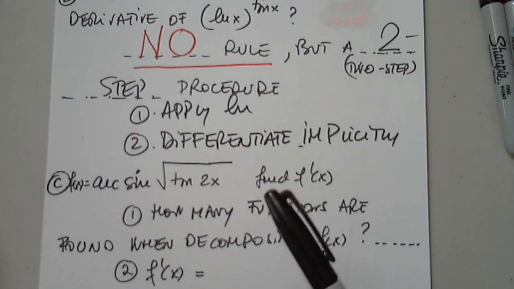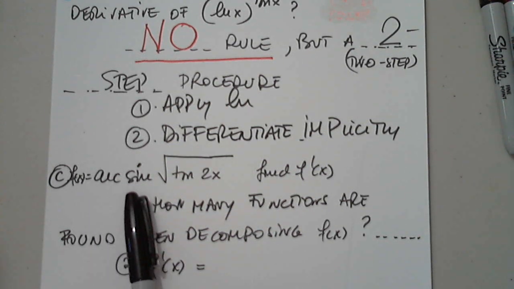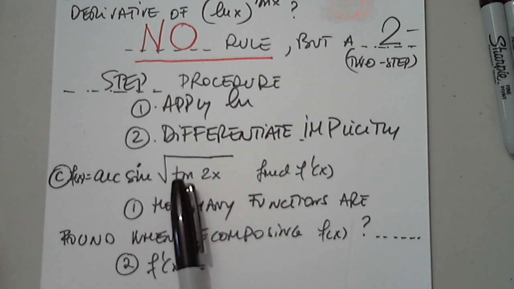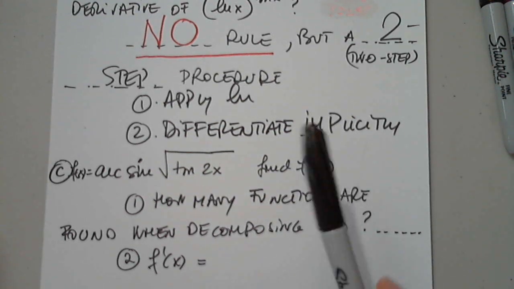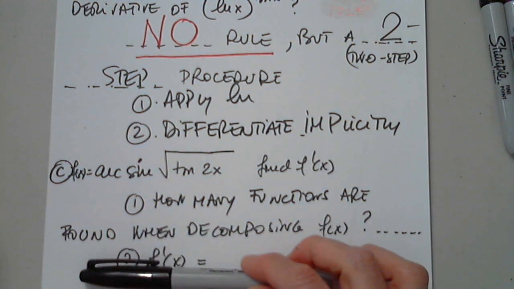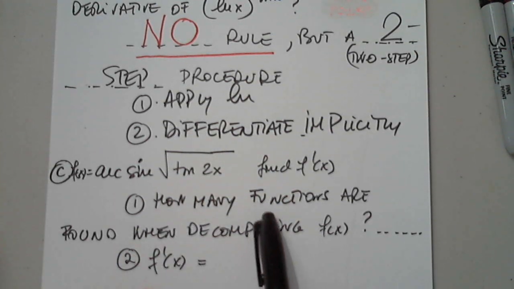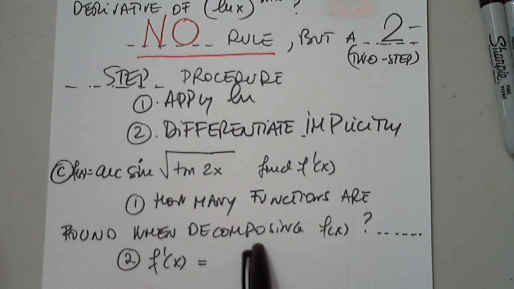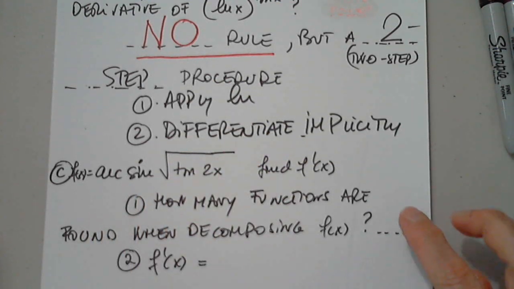Awesome. Okay, so now we have a function, arcsine of the square root of tangent 2x. We are asked to find f prime. Before we find f prime, that's all I wanted to say for today. Please tell me how many functions are found when decomposing f of x. So count them, and I'll put a number here.